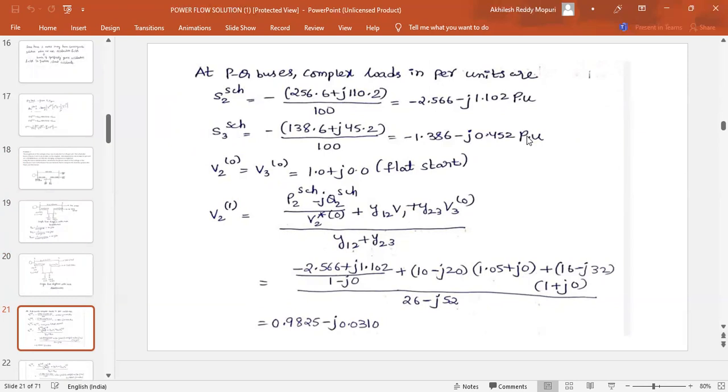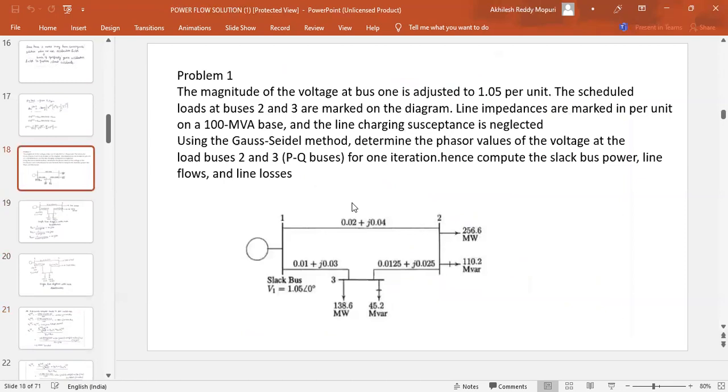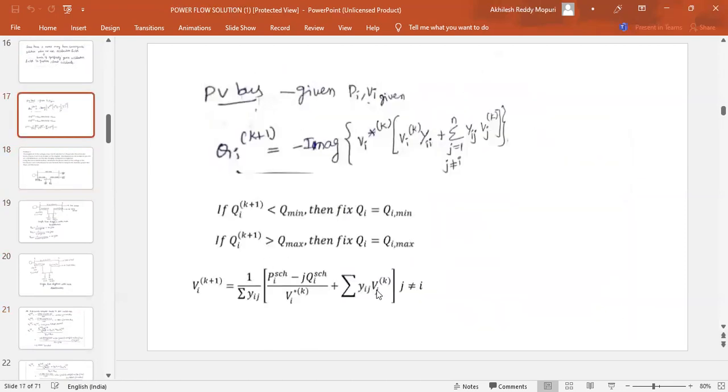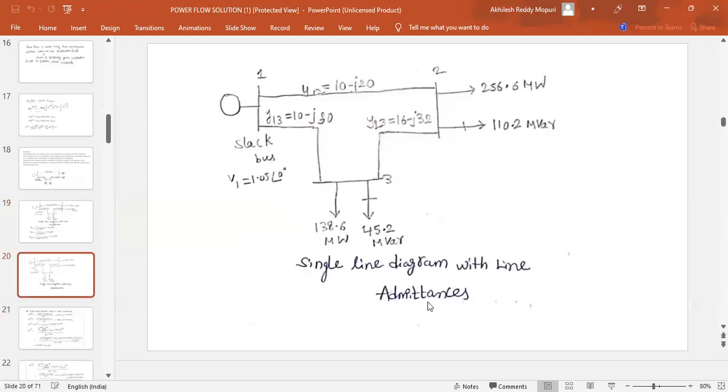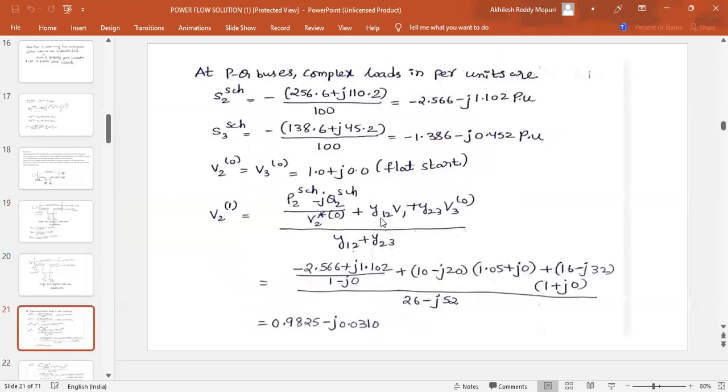Now, since 2 and 3 are PQ buses, I am taking the voltage as the flat start voltage, 1 plus j0. Now I am finding V2 of 1, which is P2 minus jQ2. P2 is this one, and minus jQ2 is minus 1.102, so minus of minus becomes plus, divided by V2 conjugate. You can apply this formula. If you apply this formula, you will get that. Then Y12 V1, Y23 V3 of 0, divided by Y12 plus Y23. I am finding V2 of 1.